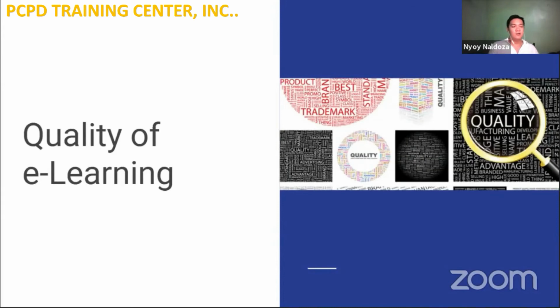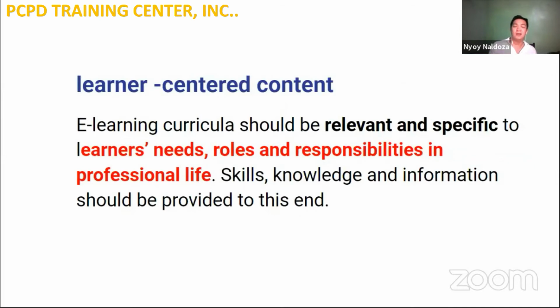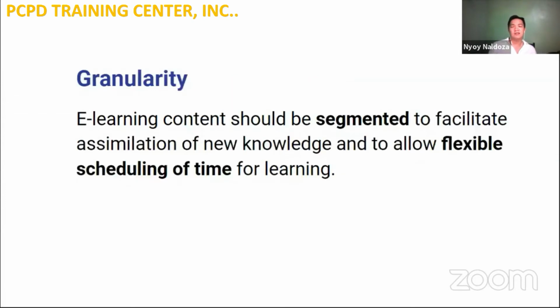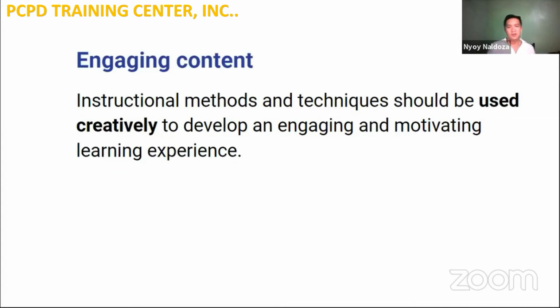Now let us talk about the quality of e-learning. Quality of e-learning, it can be learner-centered. First is learner-centered content. The focus is more on relevance. The curriculum should be relevant and specific to the needs, roles, and responsibilities in professional life. The idea of granularity, the flexible scheduling of time is being considered in e-learning. It can be segmented week by week, portion by portion, fragment by fragment. Content should be creative in terms of its development. That's very important.